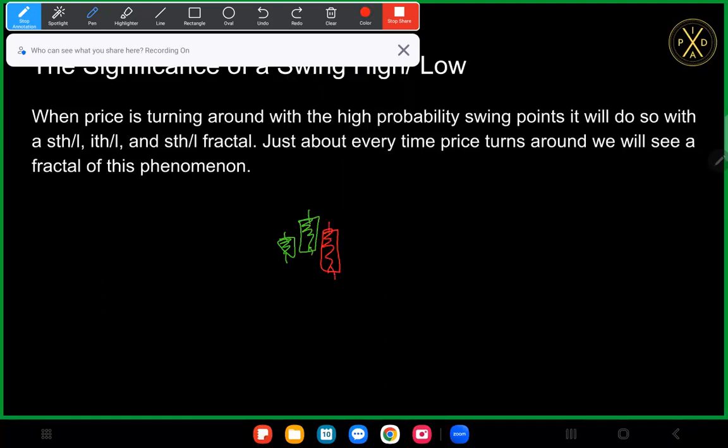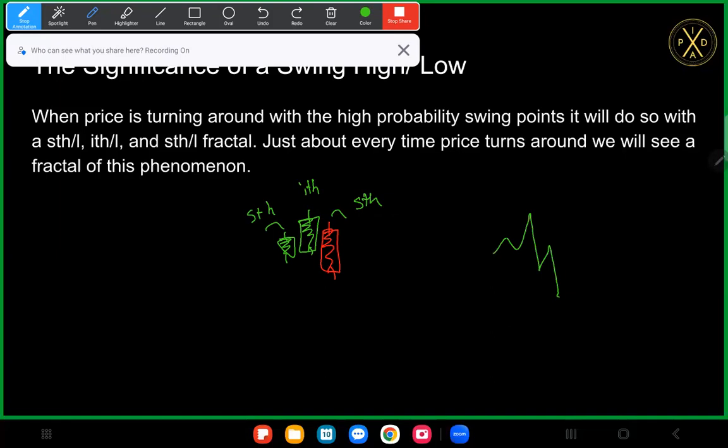So all this is just a short term, right? A short term high, an intermediate term high, and another short term high. So that's one example of it, and this is the most fractal version of it. We call this a swing high. But one other way that it can happen is also like this, right?